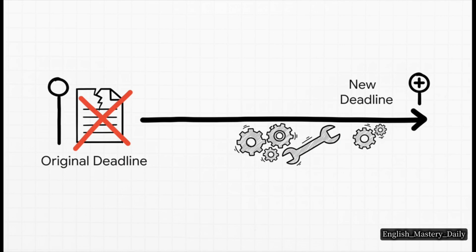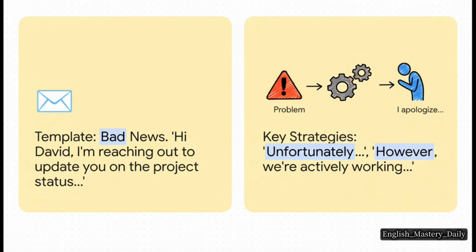Oof. Now for a tough one. You have to be the one to tell your boss or a client that a project is delayed. The goal here is to be totally honest, but without sending everyone into a full-blown panic. This one definitely requires a clear strategy.